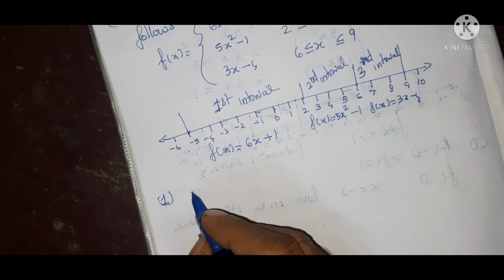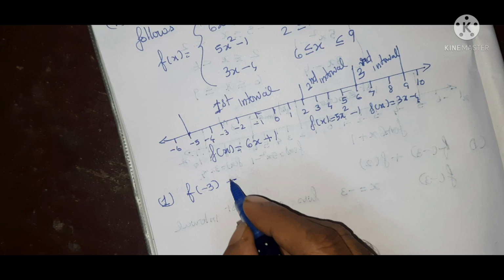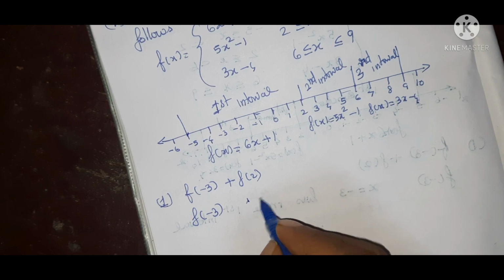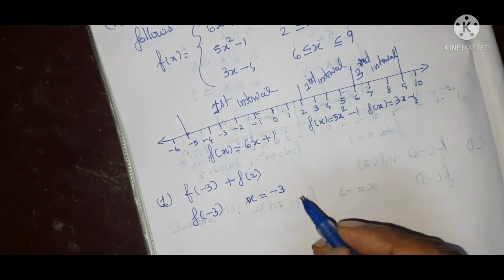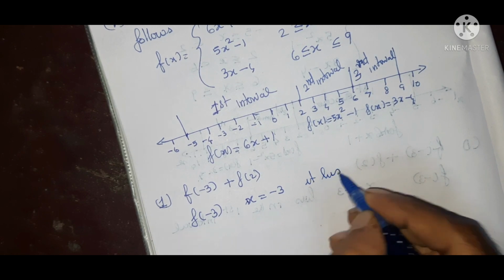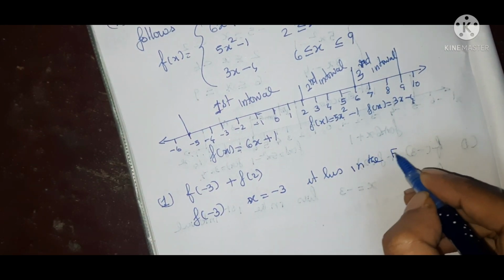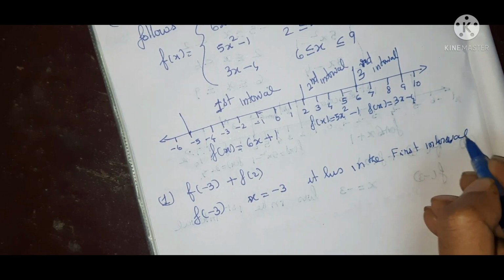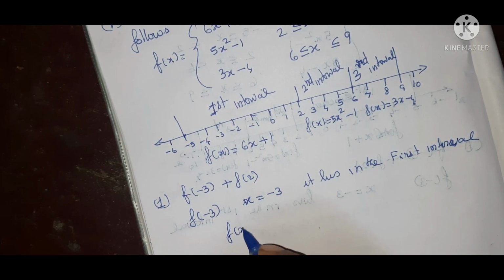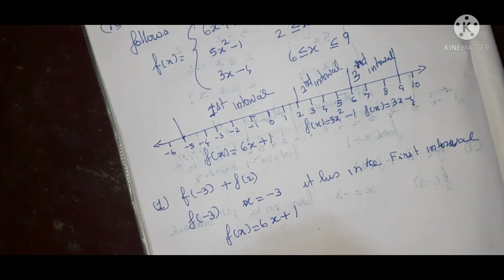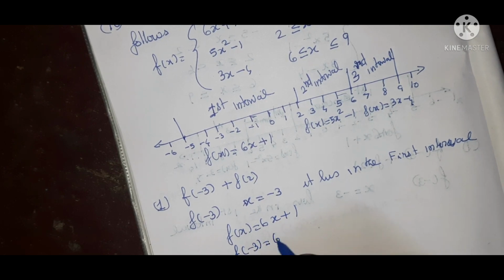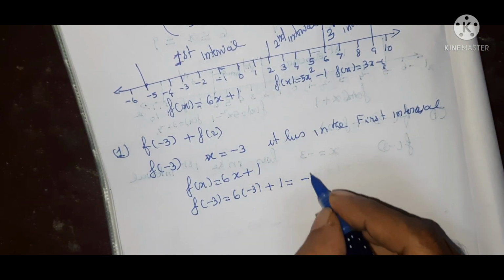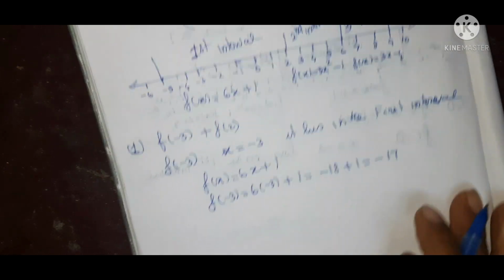First one, find f of minus 3 plus f of 2. F of minus 3, it means here x is minus 3. It lies in the first interval. The function for the first interval, f of x is equal to 6x plus 1. F of minus 3 is equal to 6 into minus 3 plus 1, minus 18 plus 1, minus 17.